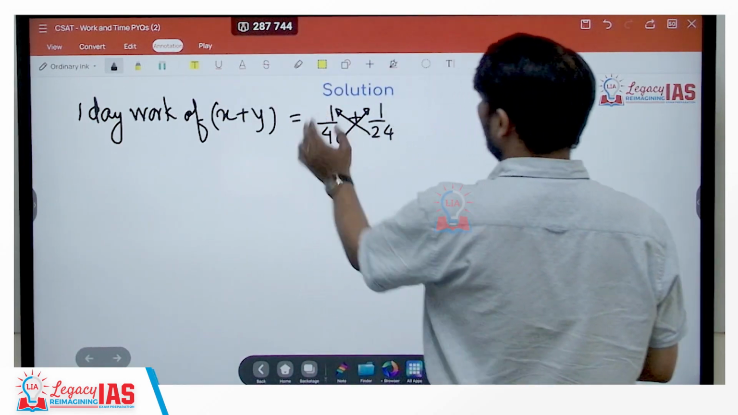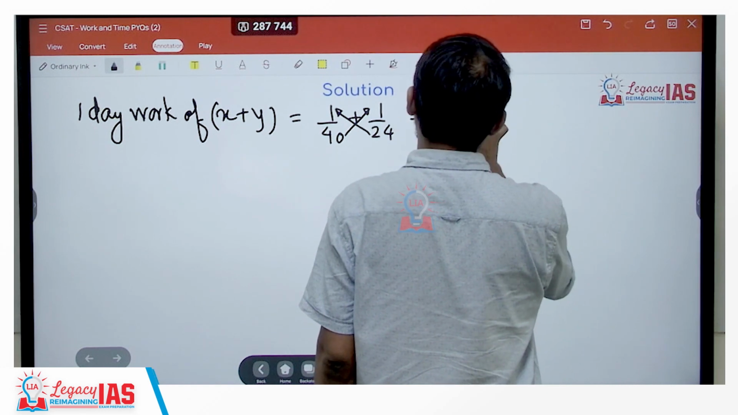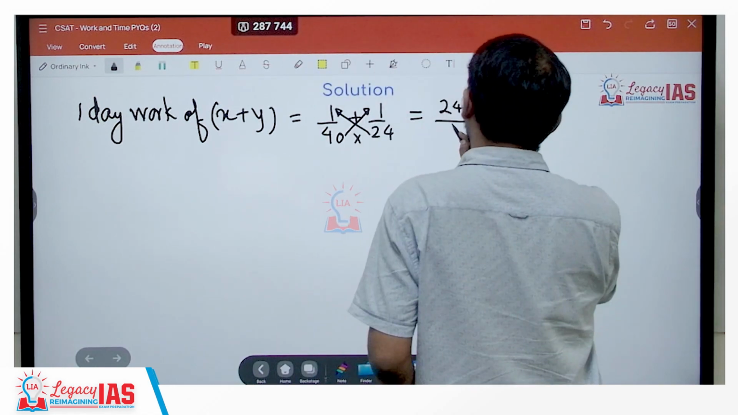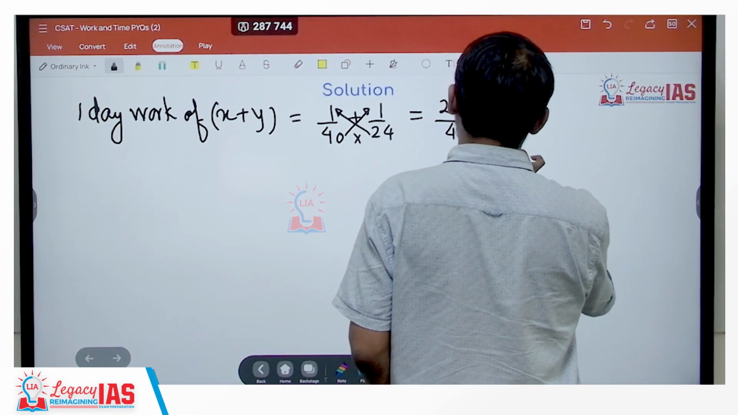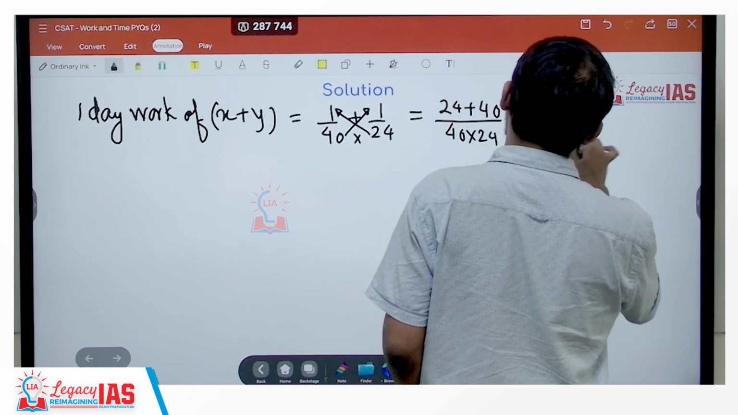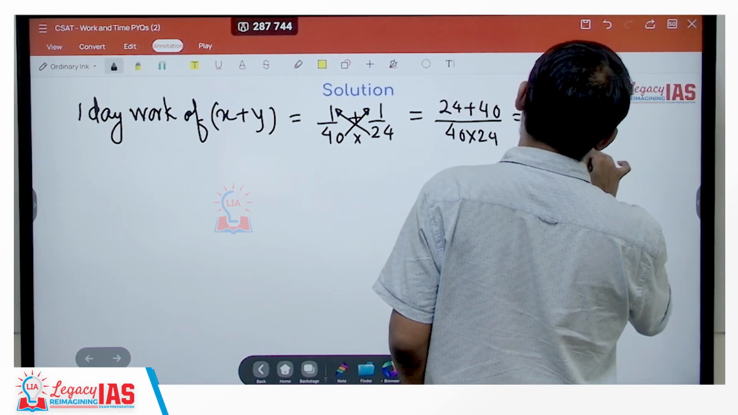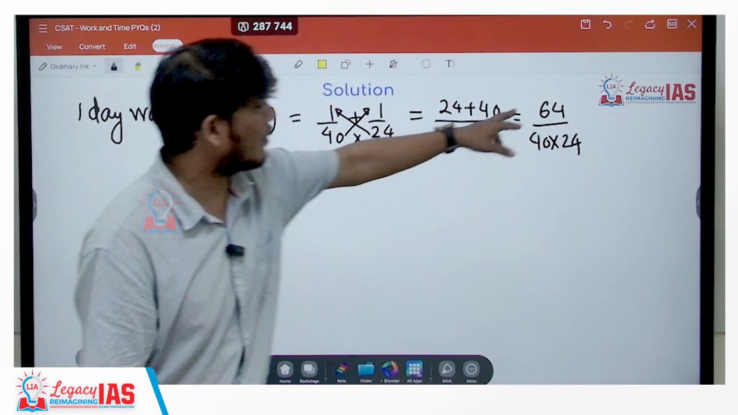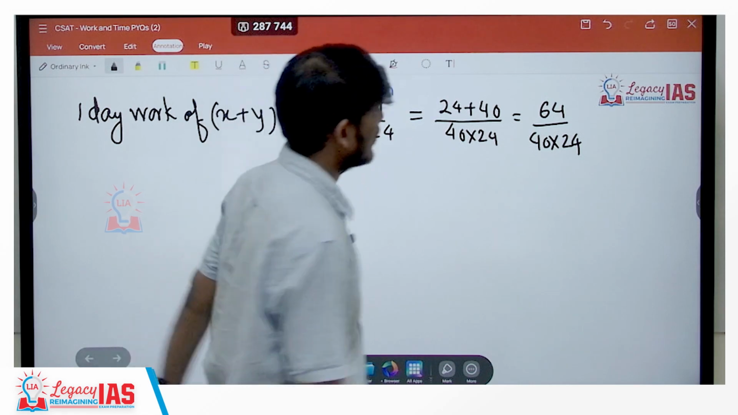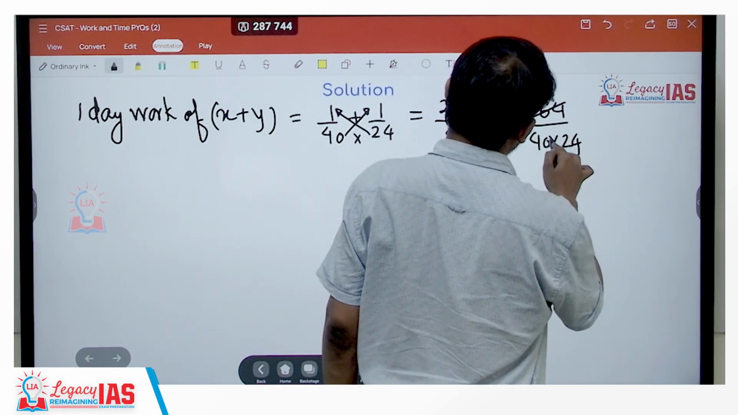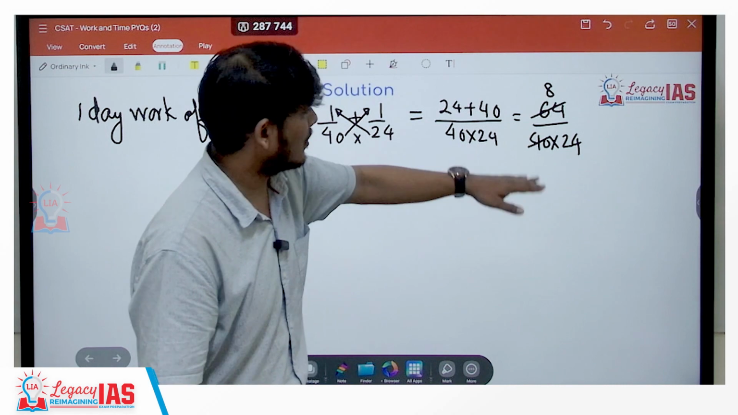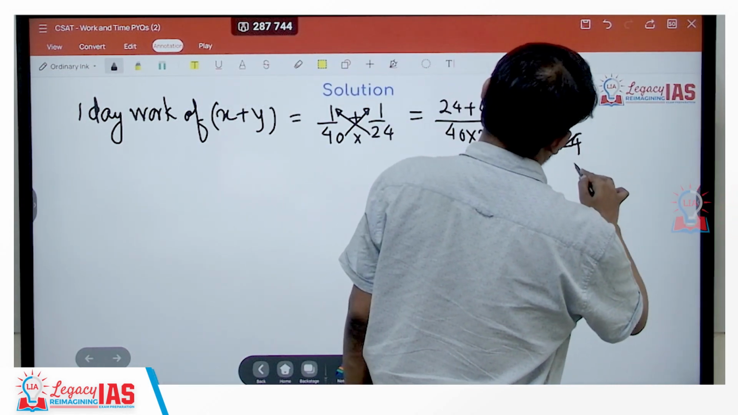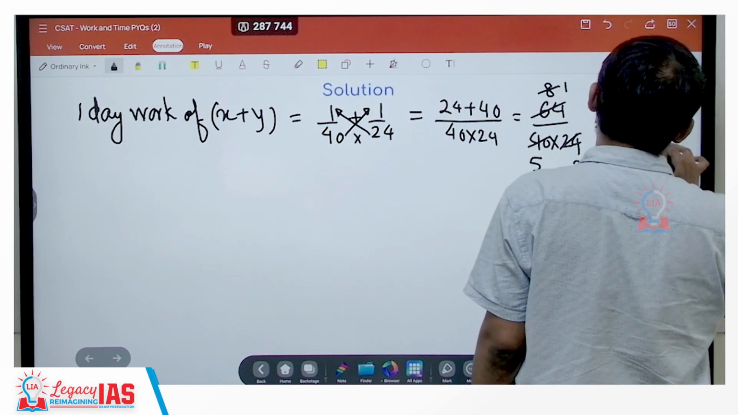You add these two, it gives you 24 plus 40, and you multiply these two, 40 into 24, which gives you 64 by 40 into 24. Now you don't have to multiply 40 into 24, you can simplify because there is 64, you can cancel it. So 8 8s are 64, meaning 8 goes 8 times and 8 goes 5 times here. Then 8 goes 1 time and 8 goes 3 times. So this is equal to 1 upon 15.